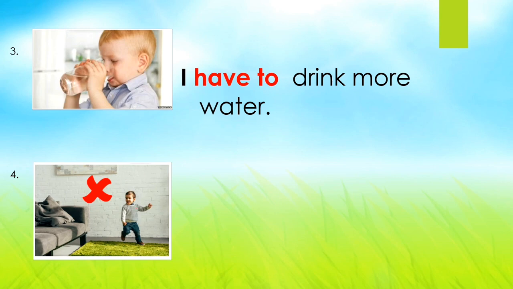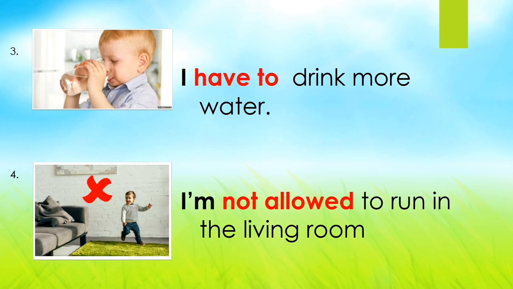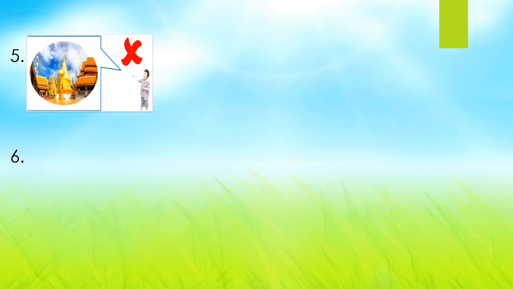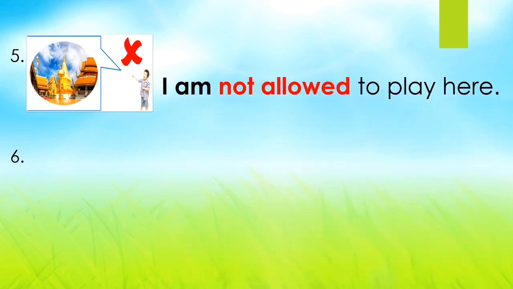How about number 4? What is your answer? Very good. I'm not allowed to run in the living room. Again, I'm not allowed to run in the living room. Now let's have picture number 5. What is your answer? Very good. I am not allowed to because there is an X in the picture. So, I am not allowed to play here.